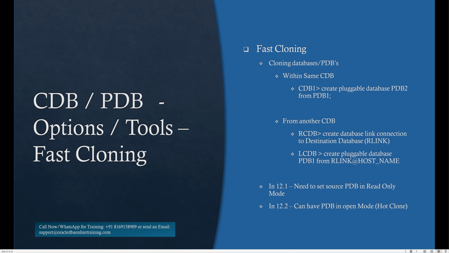Suppose we have another CDB. In that case, you have to use create database link. Using the link option, you can create a remote database link, and then using that remote database link, you can perform the cloning operation. So you can execute create pluggable database name, from the pluggable database over the remote link, and then give the host name. This is called remote server level cloning using the DB link option.